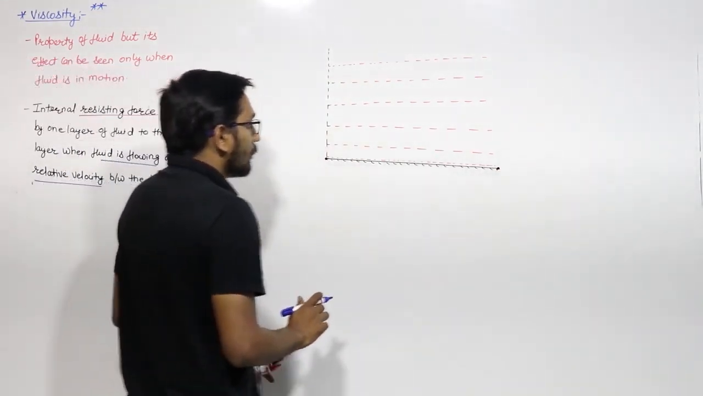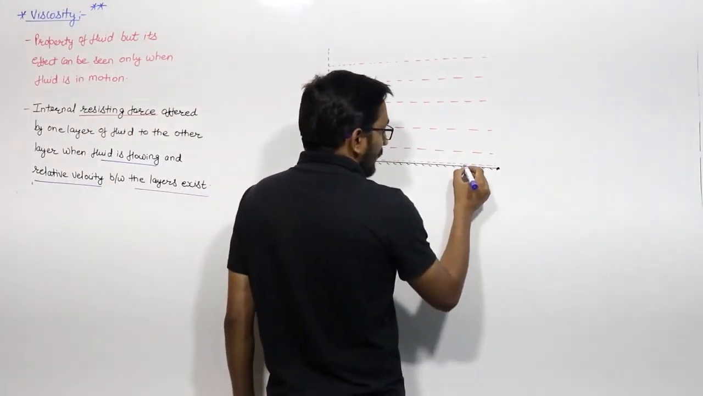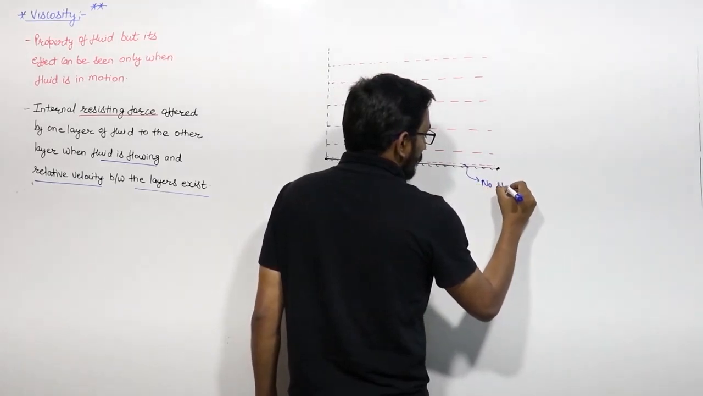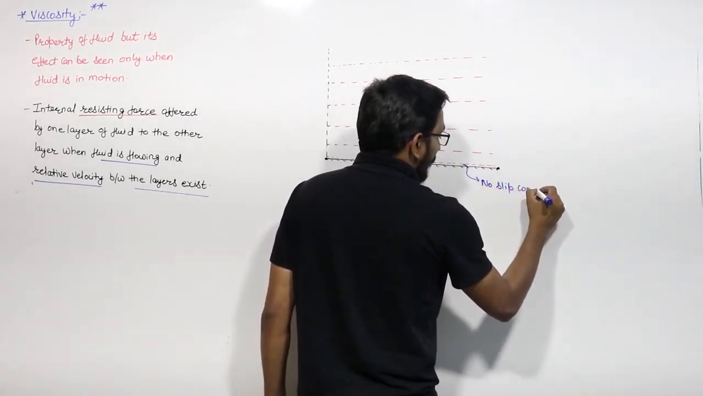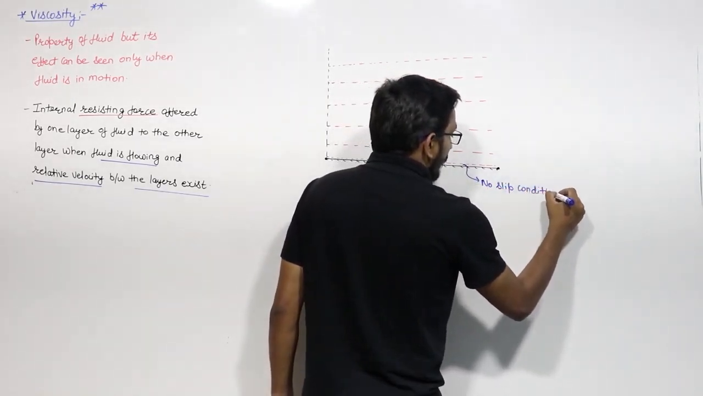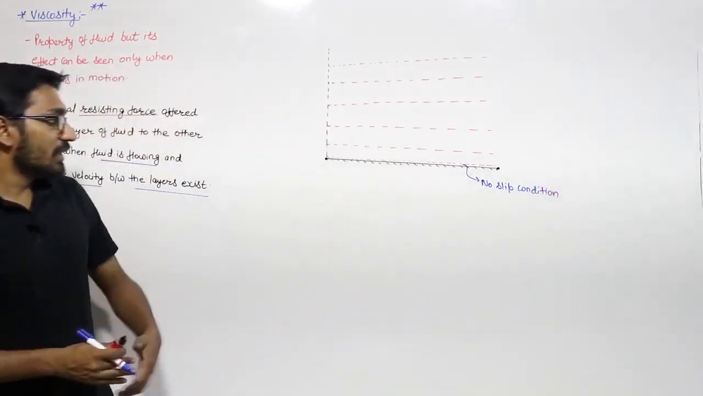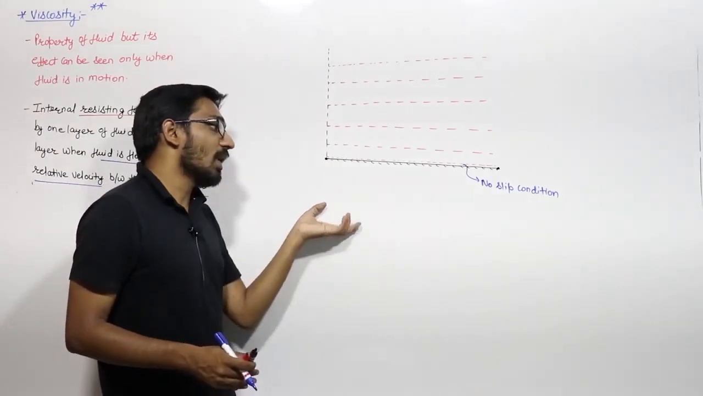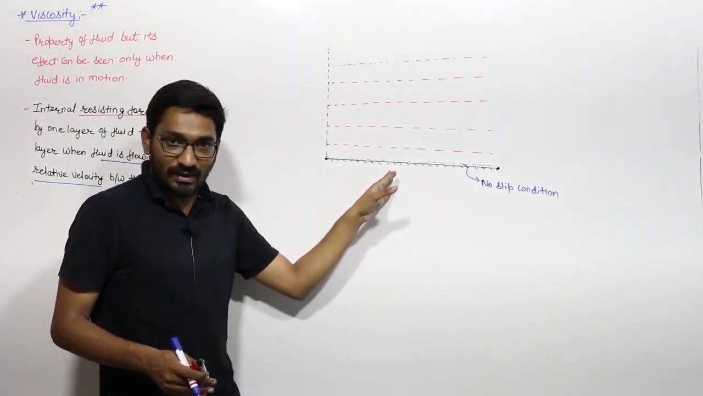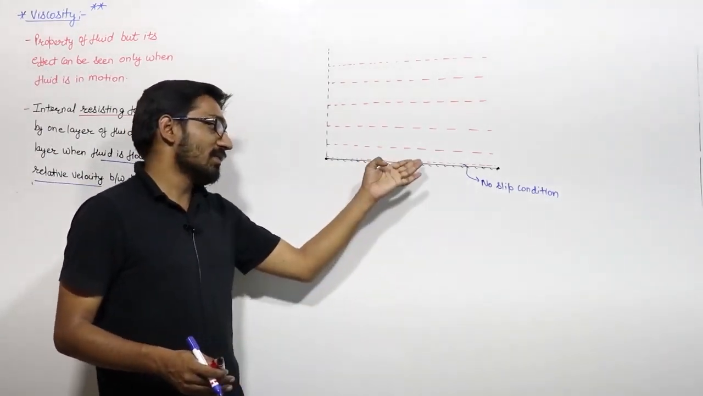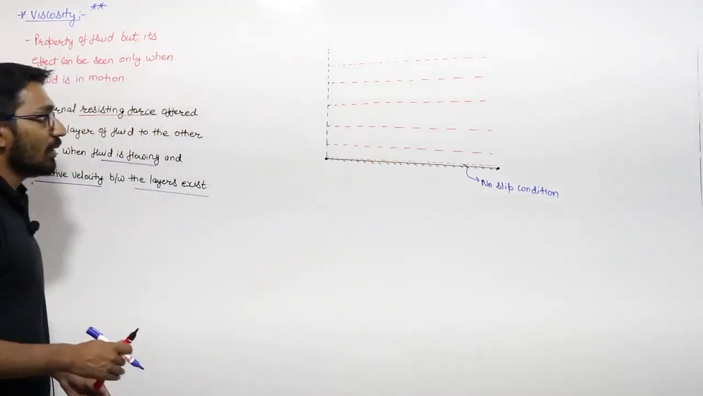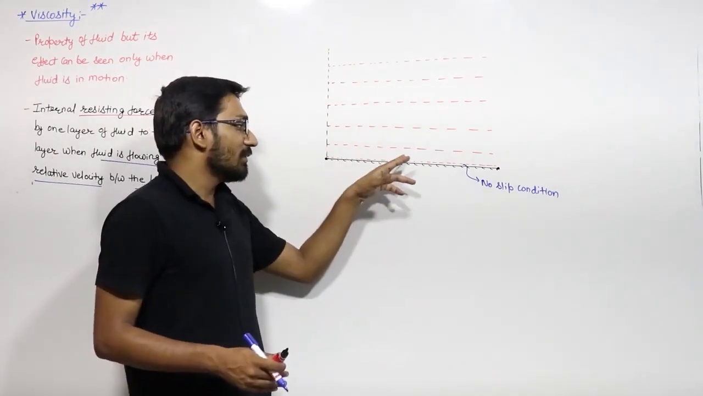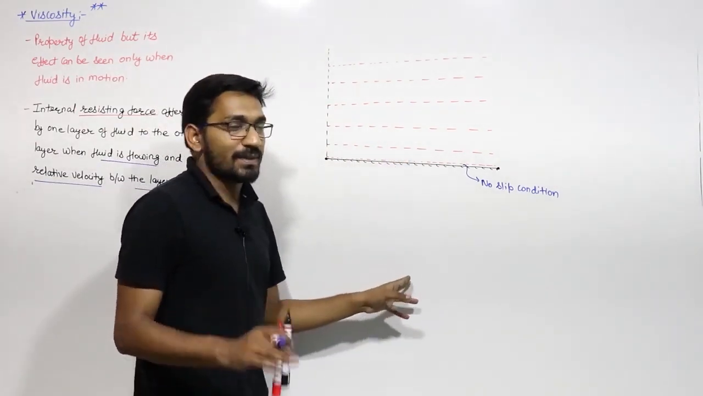Right? Now one thing you know already, that here exists a condition which is known as the no slip condition. No slip condition means the velocity of this layer which is in contact with the solid surface will be the same as that of the solid surface. If the surface is at rest, then the velocity of this layer will be 0, and if it is moving with some velocity, let us say 10 meter per second, then the velocity of this layer will be 10 meter per second.